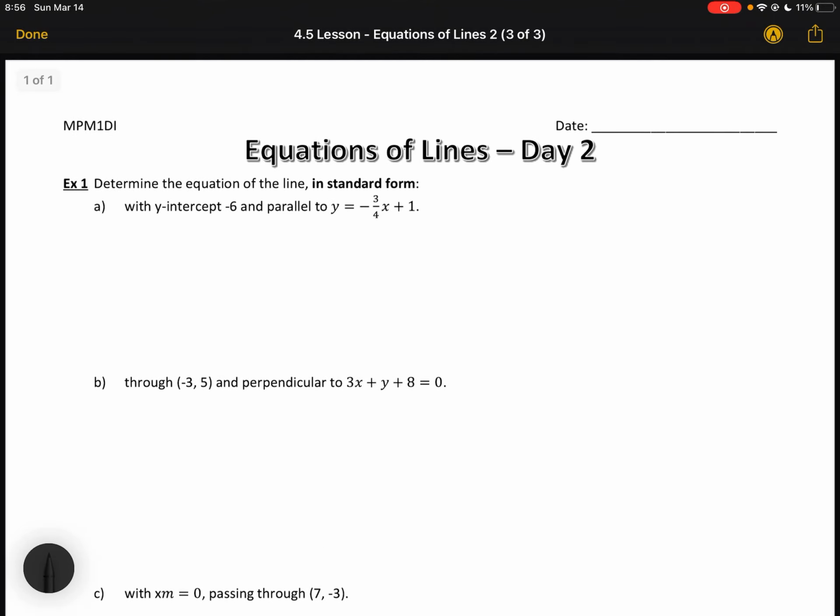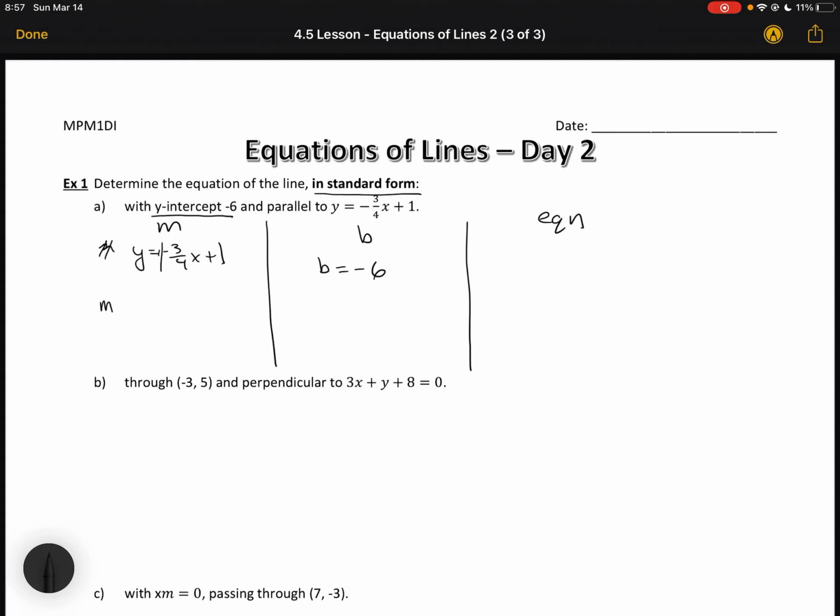This video goes over some more examples of writing equations of lines. I want to determine the equation of the line in standard form with the given characteristics. As always, I need my m and my b and then my equation. The question tells me that the line has a y-intercept of -6, so I'm going to fill that in. It also tells me that it's parallel to y equals -3/4x plus 1.